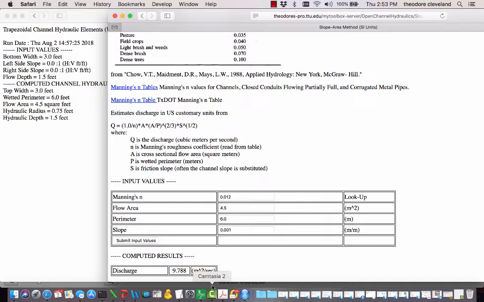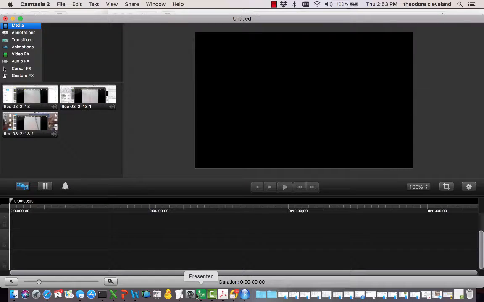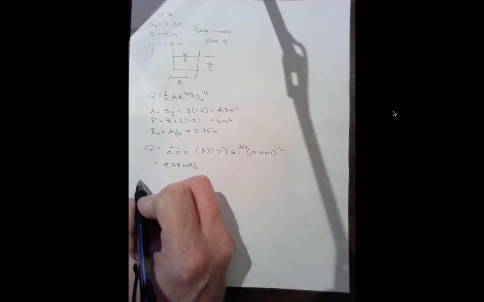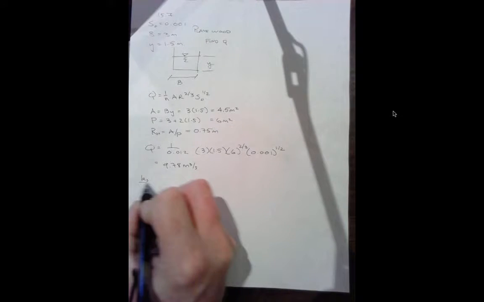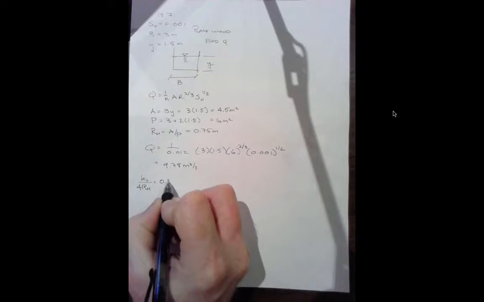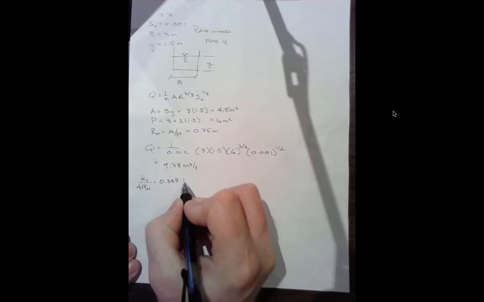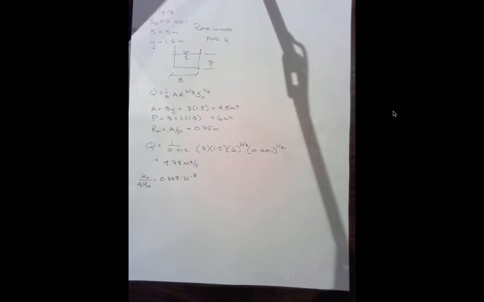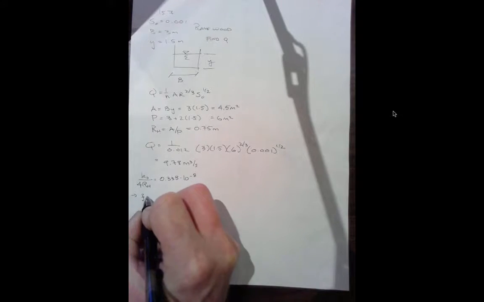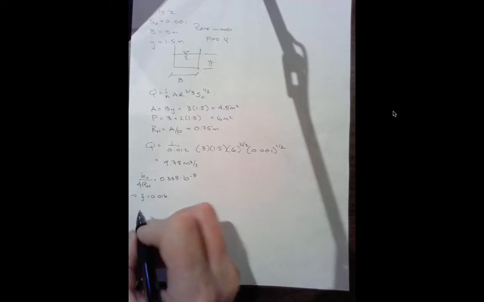We could also do this problem using a Darcy Weisbach approach. So say for instance that K sub s over 4 times the hydraulic radius is 0.333 times 10 to the minus 8th. We would now need to guess a friction factor, so we'll just make a guess of 0.016.